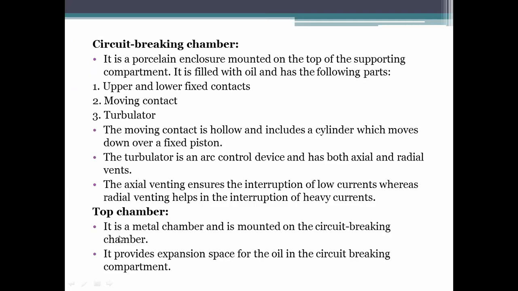Okay, and the last one is the top chamber. It is a metal chamber and is mounted on the circuit breaking chamber. Okay, so above this there is a top chamber and it provides expansion space for the oil in the circuit breaking compartment. Okay, means when the oil gets heated, at that time the oil expands. So for that it requires some space. So this top chamber is provided for when your oil will expand and contract.